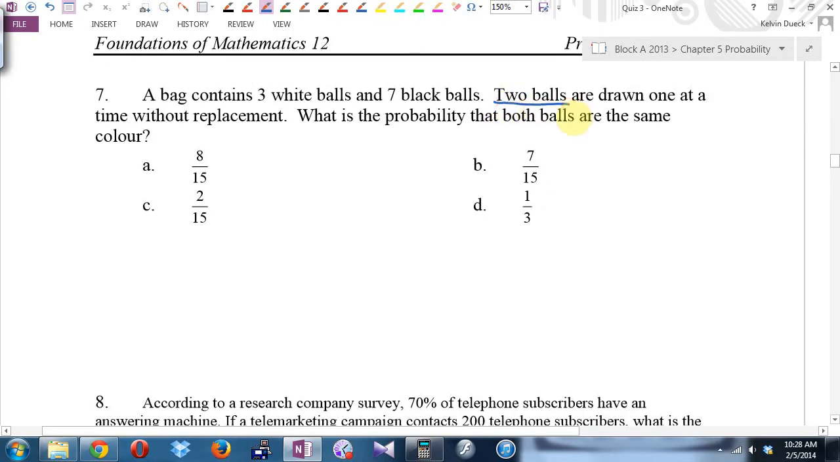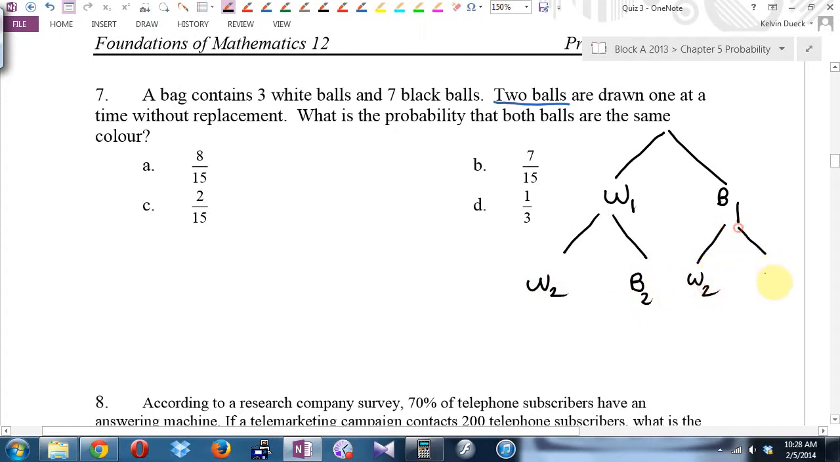Picking 2 balls, tree. So let's see. We can go white on the first, black on the first, white on the second, black on the second, white on the second, black on the second. How many whites are there? 3 out of 10, 7 out of 10. Down this branch, we picked a white, so we have 2 out of 9, but there's still 7 black out of 9. Down this branch, we picked a black. We have 3 out of 9, or 6 out of 9. There's my tree.